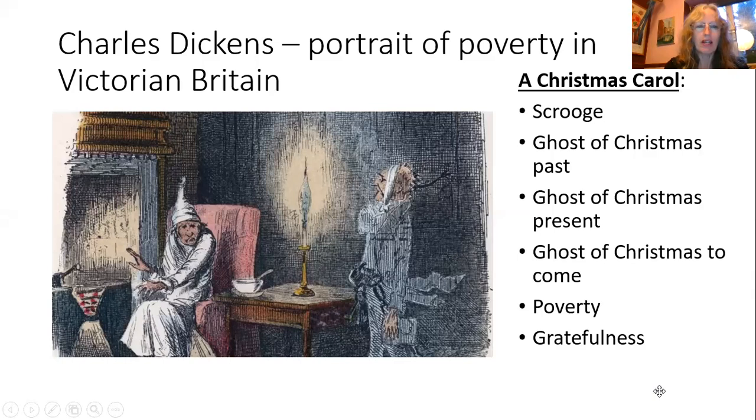mainly he is showing in his novels the poverty in Victorian Britain. So he's not interested in the rich people, he was interested in the normal people who are struggling to survive in Victorian Britain as industrialization was taking hold. We're going to have a look at one of his books. I think this book is the most accessible. It's called A Christmas Carol.